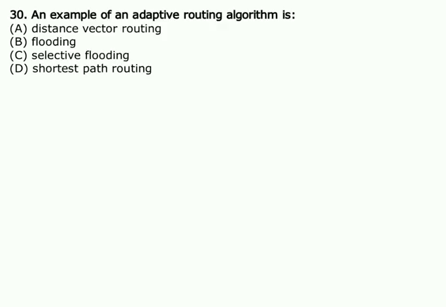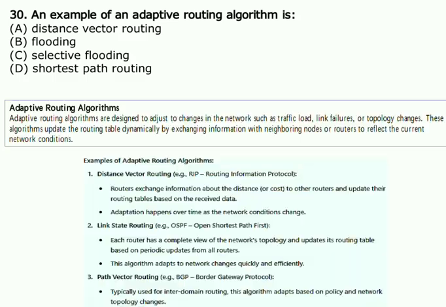An example of an adaptive routing algorithm is: we have two types of routing algorithms, that is adaptive and non-adaptive routing algorithms. An adaptive routing algorithm is one in which a router may select a new route for each packet in response to changing conditions and topology of the network. So let us see what is in the adaptive and non-adaptive routing algorithms. It will be helpful for you for further questions also.